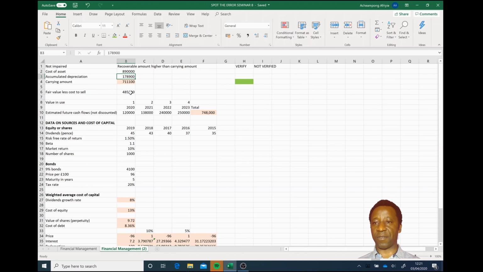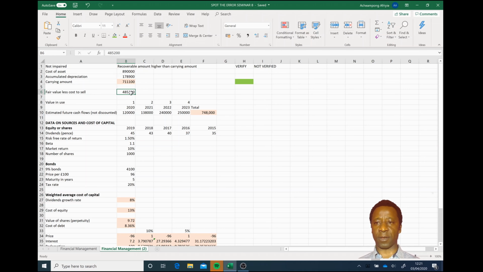We've been given the fair value less cost to sell, which is relevant when we're calculating the recoverable amount, isn't it? Because the recoverable amount is the higher of the value in use and the fair value less cost to sell. Again, we may want to verify the estimation techniques.